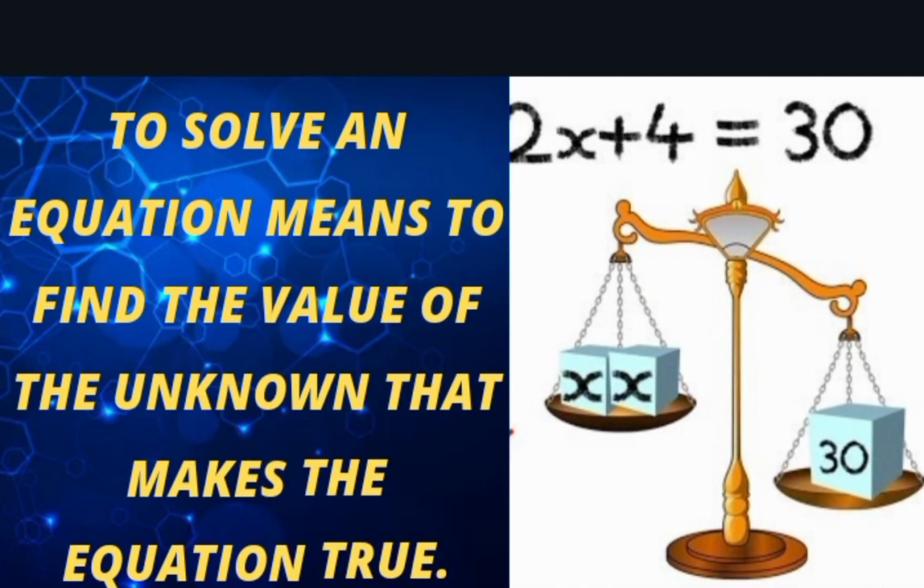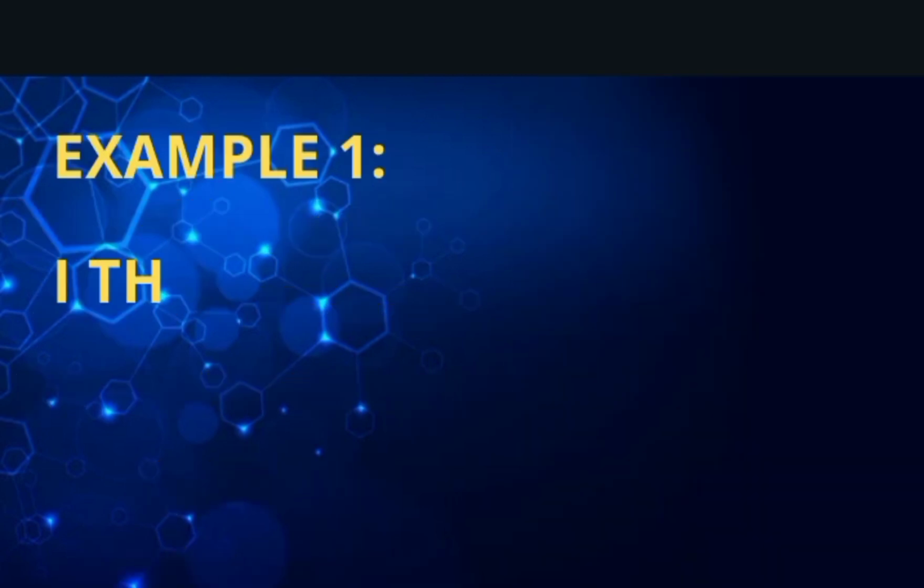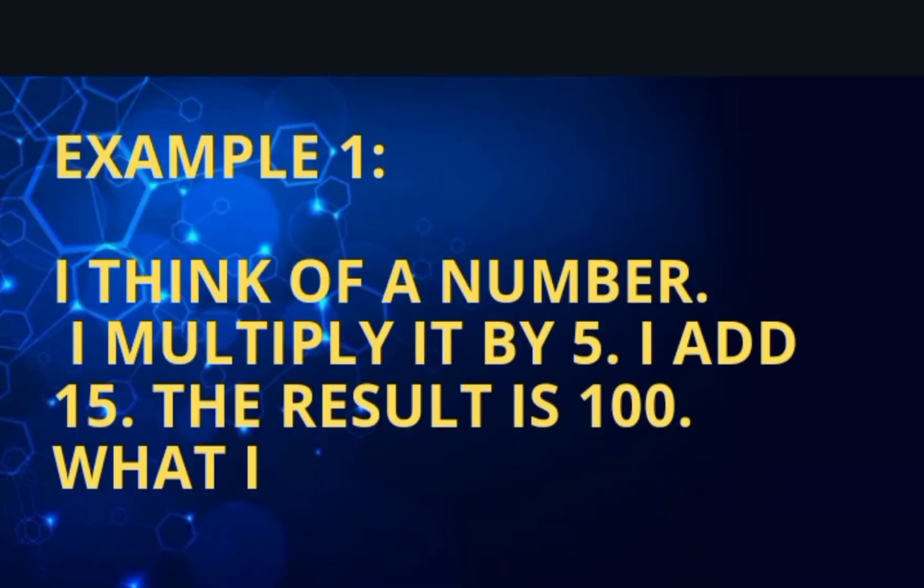Now, solving an equation means finding the value of the unknown that makes the equation true. So basically, an equation has a left-hand side and a right-hand side separated by an equality sign. Now, an equation would be said to be true if the left-hand side and the right-hand side are equal, and that will be dependent on the value of the unknown. We can work on that looking at an example.